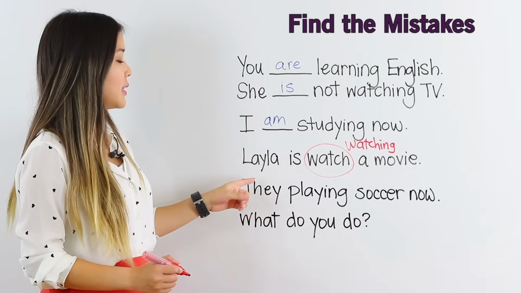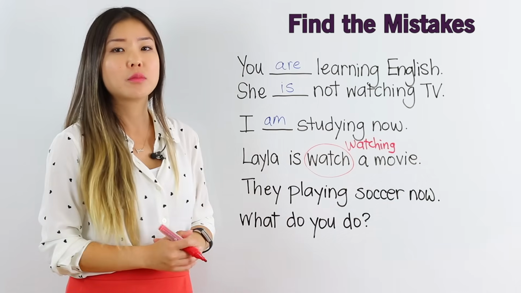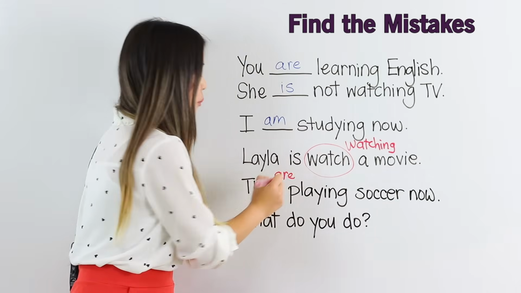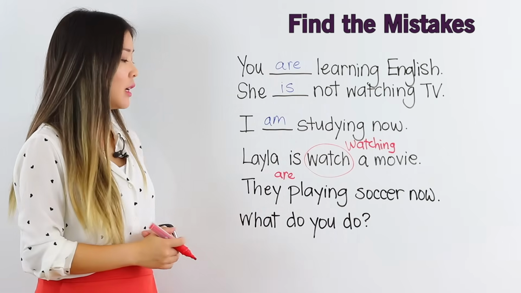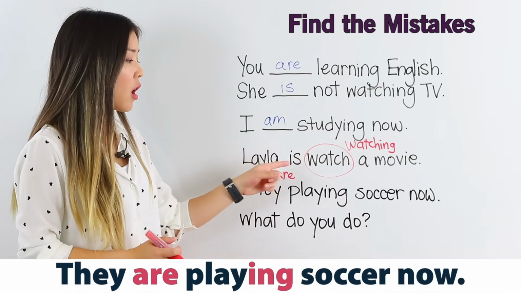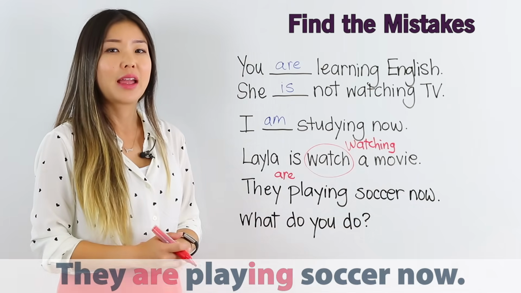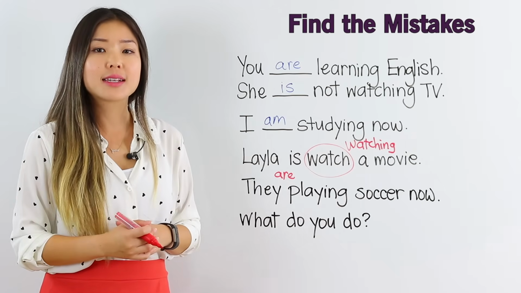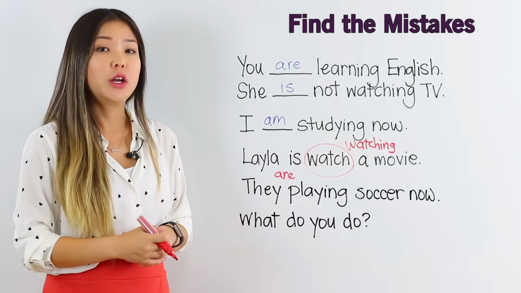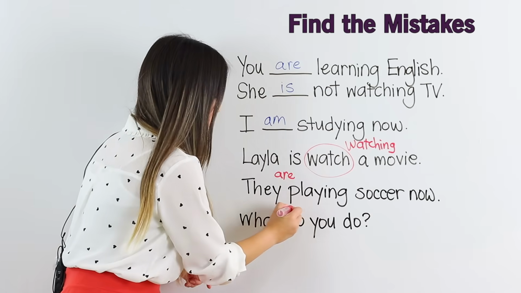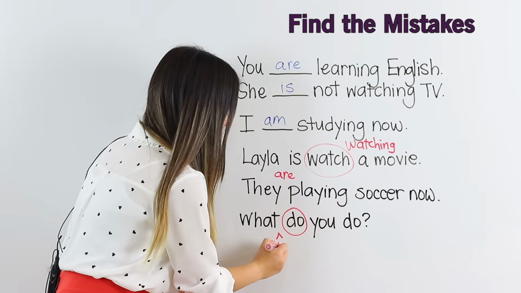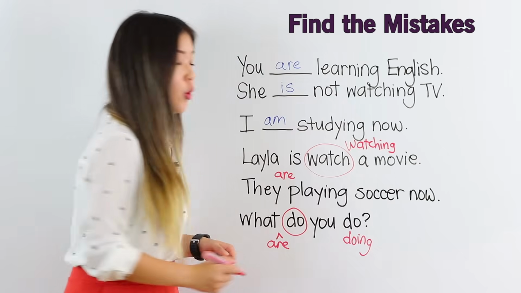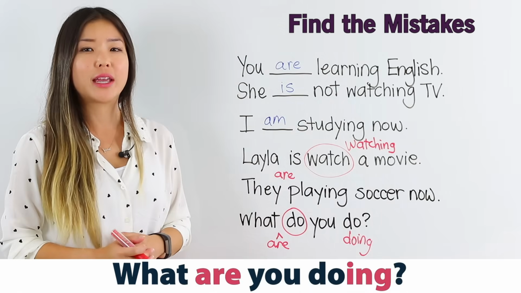The next sentence says, they playing soccer now. What's missing? If you got it, the correct answer is we need the be verb are because the subject is they. They are playing soccer now. And finally, what do you do? If you want to ask somebody what they're doing right now, you say what, and the be verb are you doing. What are you doing?